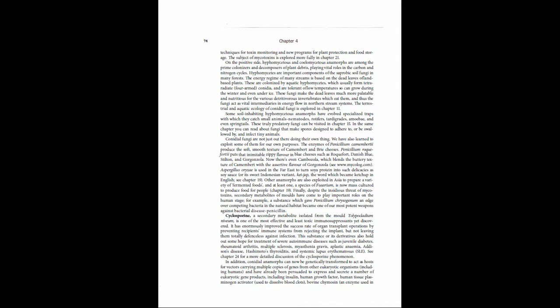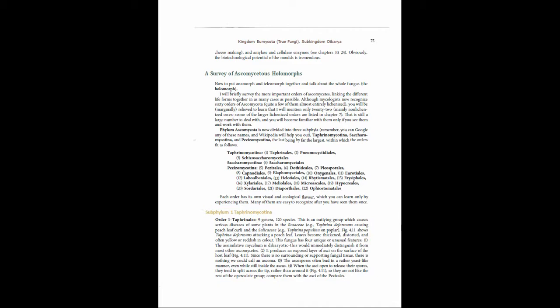In addition, conidial anamorphs can now be genetically transformed to act as hosts for vectors carrying multiple copies of genes from other eukaryotic organisms, including humans, and have already been persuaded to express and secrete a number of eukaryotic gene products, including insulin, human growth factor, human tissue plasminogen activator, used to dissolve blood clots, bovine chymosin, an enzyme used in cheese making, and amylase and cellulase enzymes, see Chapters 10, 24. Obviously, the biotechnological potential of the molds is tremendous.